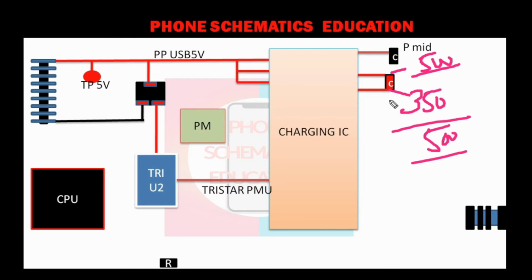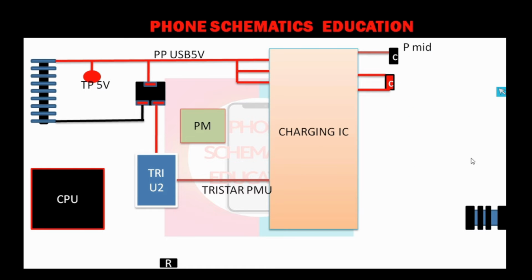Right? According to your multimeter. When you measure this capacitor, if it shows the same value on both sides, right? Then this capacitor is damaged. You just replace this capacitor with the same value. I will show you on a motherboard quickly.